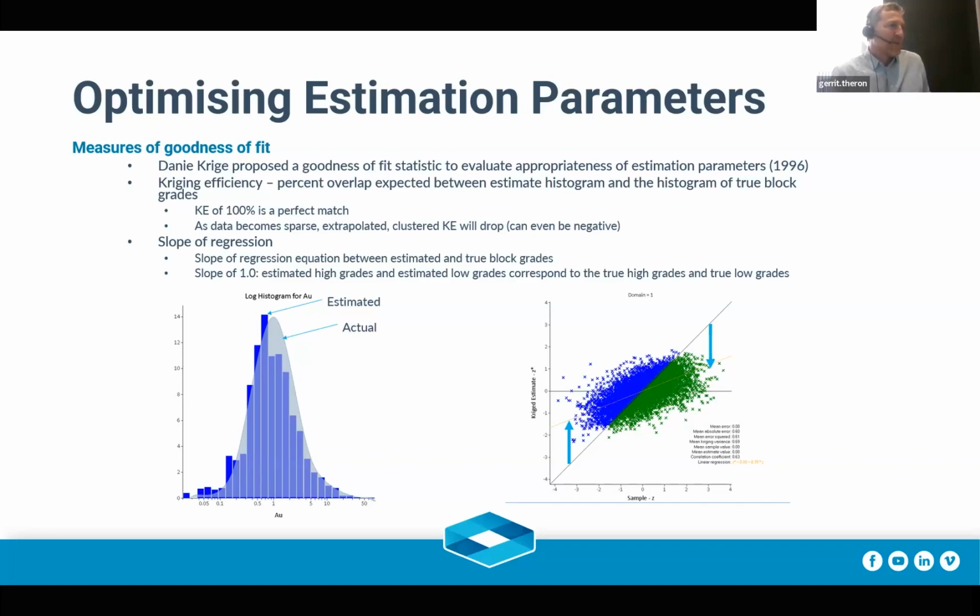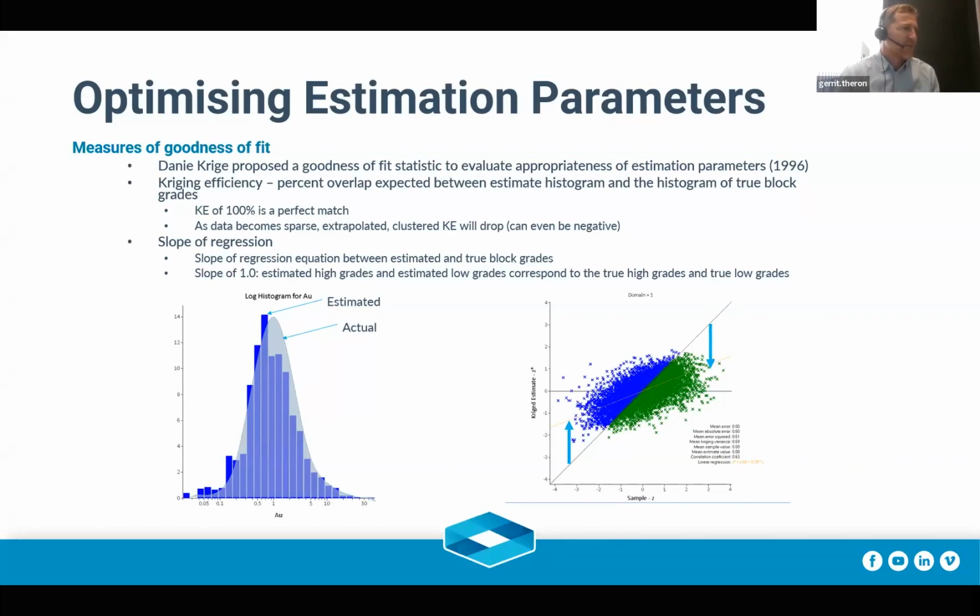The first one, the Kriging efficiency, basically measures, if we look at that image there, the histogram on the left-hand side at the bottom, we can see the blue histogram is our estimated distribution from our block model. And then the actual distribution is the shaded gray polygon.